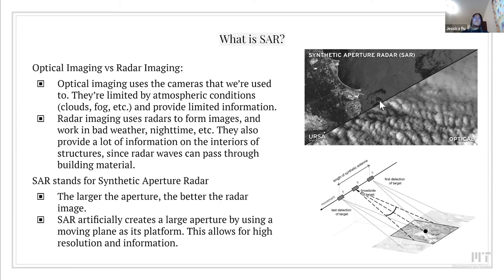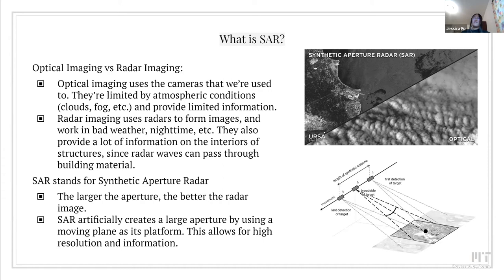Additionally, radar imaging can provide a lot of key information on the scan areas because certain waves pass through certain building materials and reflect off others, and it lets us see what kind of structures are inside buildings. SAR stands for Synthetic Aperture Radar, and it's a form of this radar imaging. With radar imaging, the larger the aperture, the better the image, and as such, SAR uses an artificially created, or synthetic, aperture to form images.